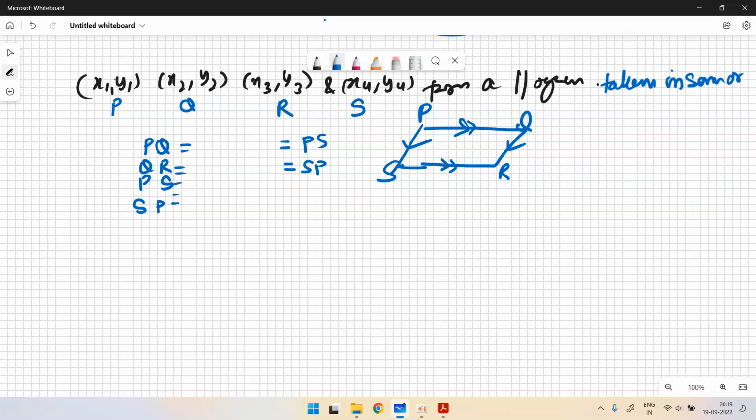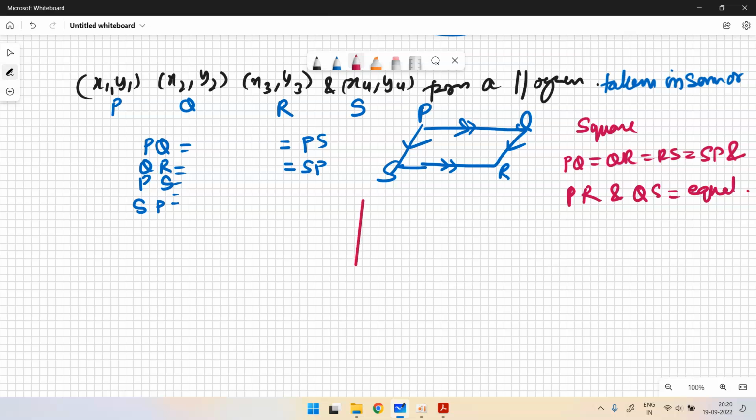And had the question been that it forms a square, that implies all the sides will be equal: PQ equals QR equals RS equals SP, and the diagonals PR and QS will also be equal. One more thing: in a square, the diagonals intersect at the center.